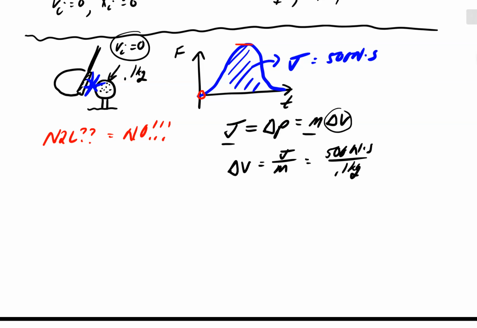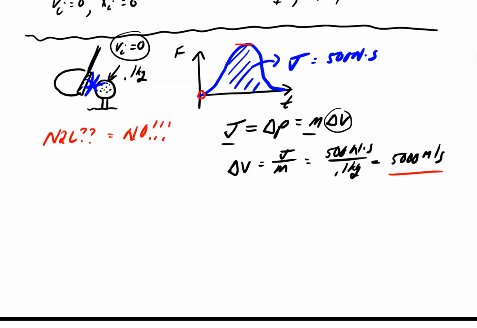Wow, that is going to be going... That may not be totally realistic, but that doesn't matter. This is just an example, because that's going 5,000 meters per second. I wish I could hit a golf ball that far. I should say I wish I could hit a golf ball that fast. That's like 12,000 miles an hour. So something is not realistic there.